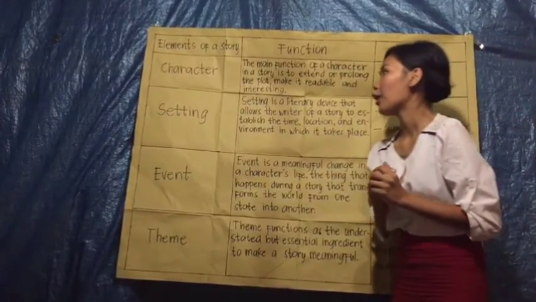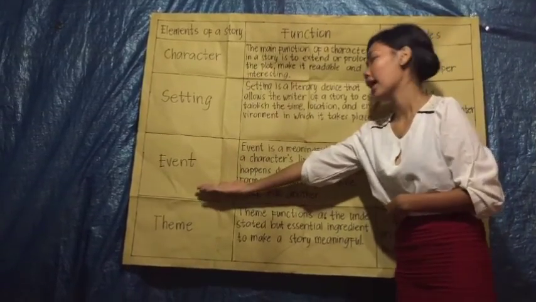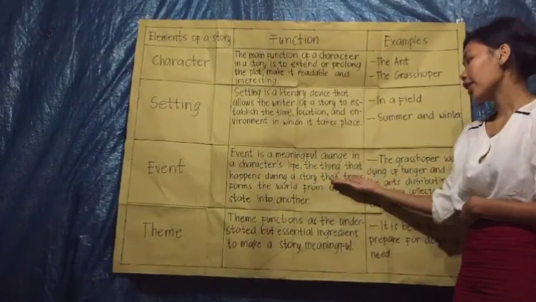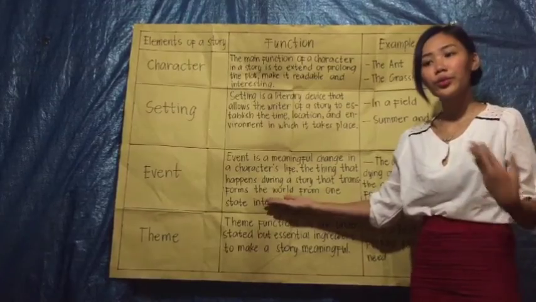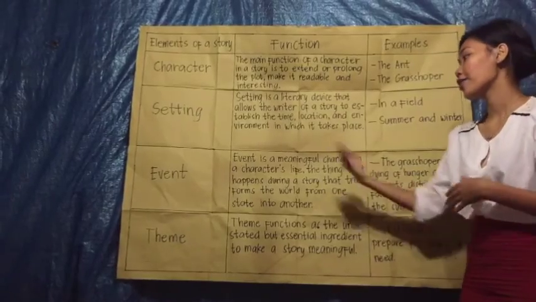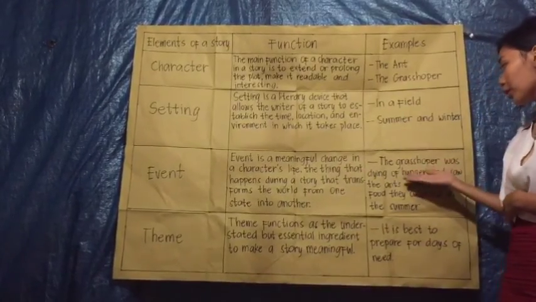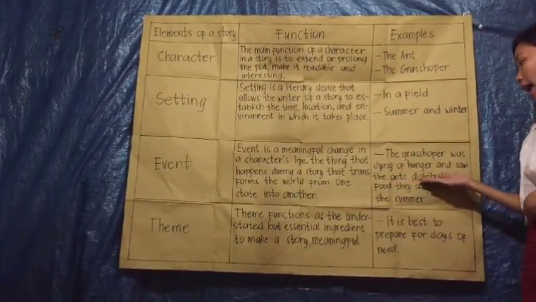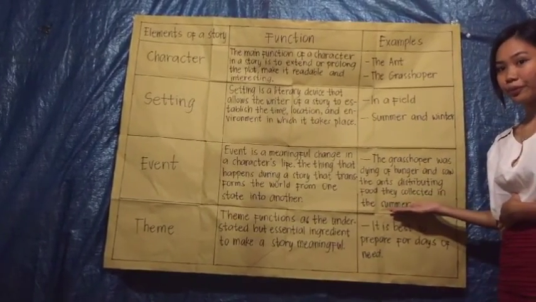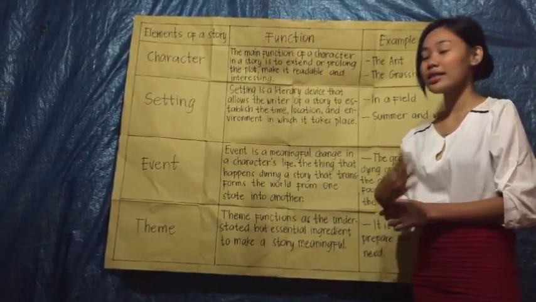The third element of the story is the event. Event is a meaningful change in a character's life. It is the thing that happens during a story that transforms the world from one state into another. For the example, the grasshopper was dying of hunger, and so the ant distributed food they collected in the summer.